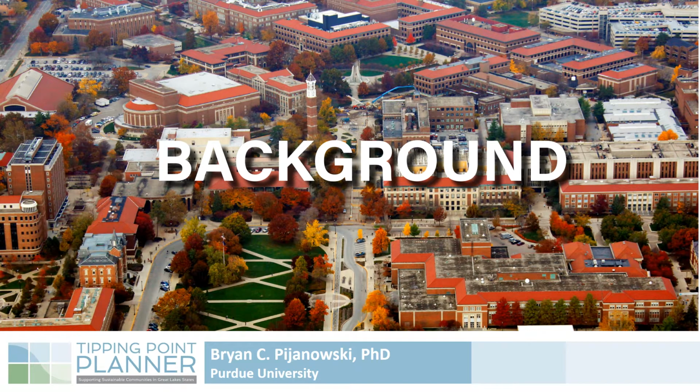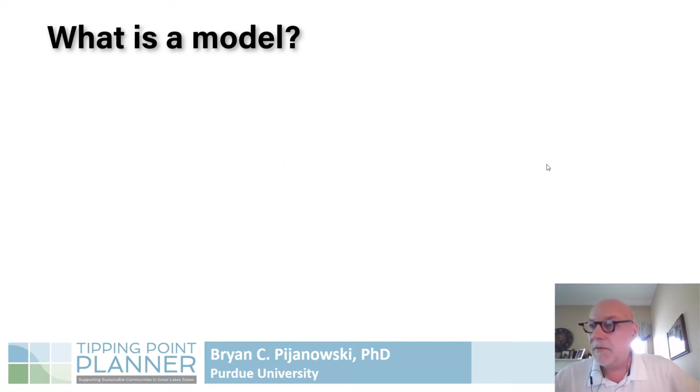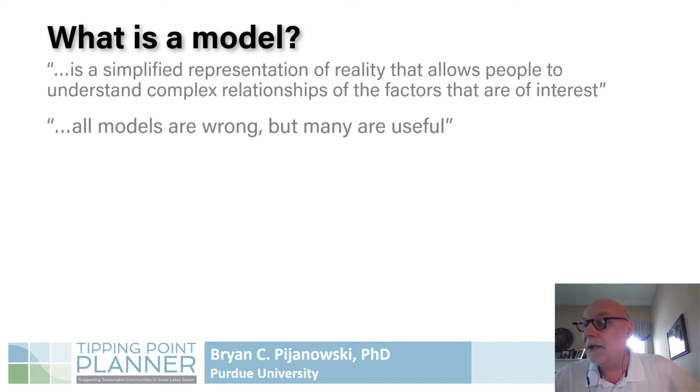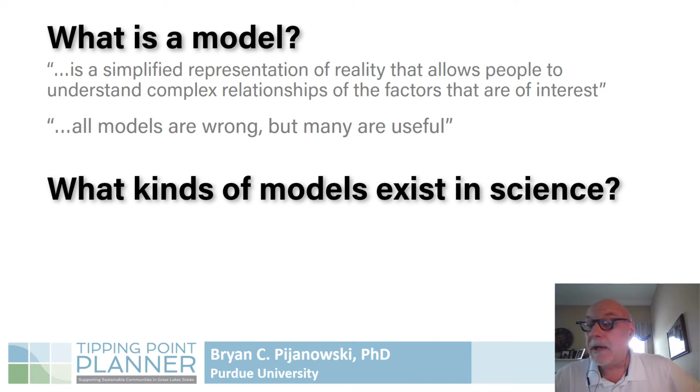Background on models. So what is a model? Well, most scientists will define a model as a simplified representation of reality that allows people to understand complex relationships of the factors that are of interest. Because it's a simplified representation of reality, we can say that all models are wrong, but many are very useful. What kinds of models exist in science? We generally have about 4 different kinds.